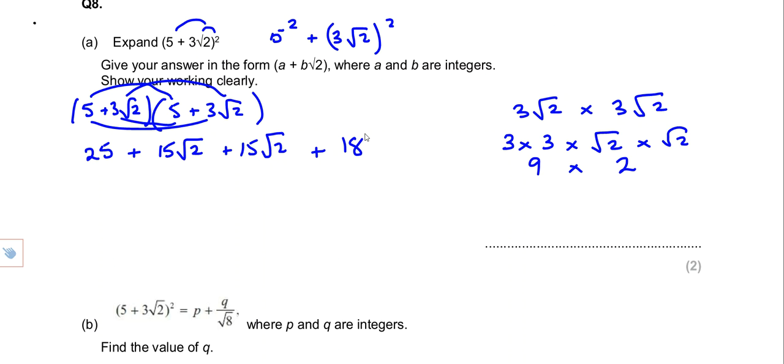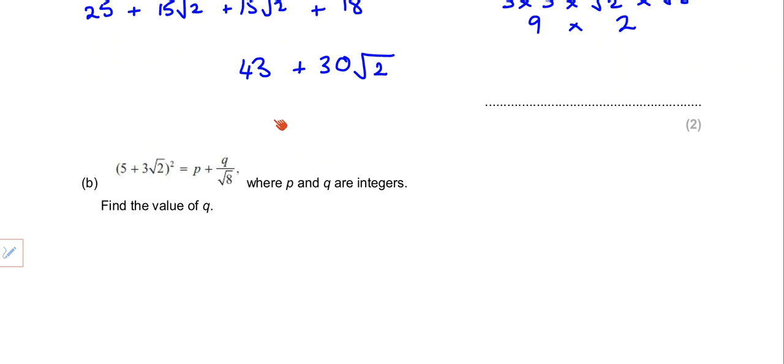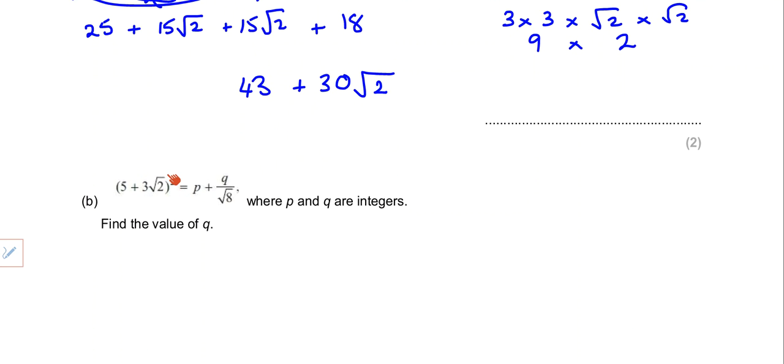Does that make sense? So we end up in total with 25 plus 18 is 43. 15 plus 15 is 30 root 2. We've got 30 root 2. So that's that bit. Alright. Now, the next bit, hopefully you're recognising that that bit is what you've just done. So we should be saying, okay, I've got 43 plus 30 root 2.